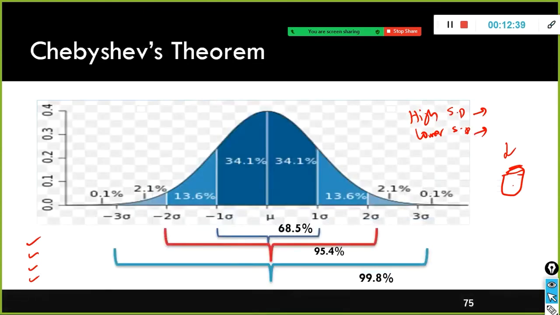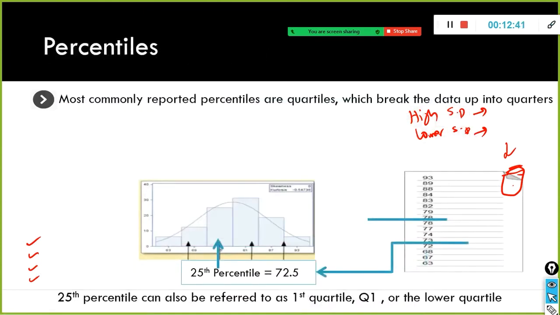Chebyshev's theorem also we discussed, and we have discussed the use cases when we can use Chebyshev's theorem and how we can use it. Next we will take a look at percentiles.